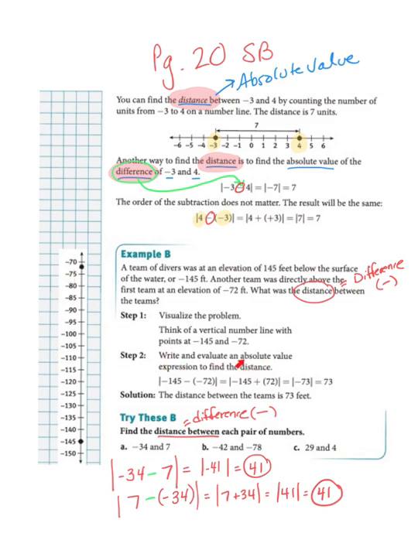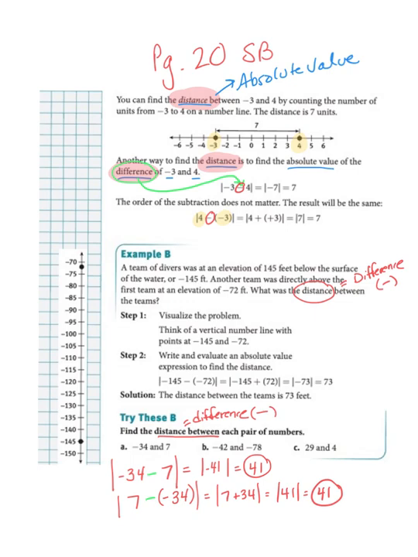Write and evaluate the absolute value expression. Well, they put the negative 145 first. Here's the negative 72, and what did they do? They subtracted them, which turned into negative 145 plus 72, which turned into negative 73, and the absolute value of negative 73 is 73.